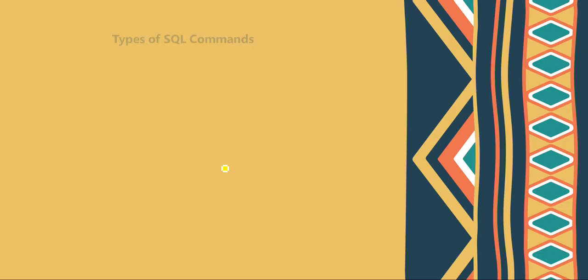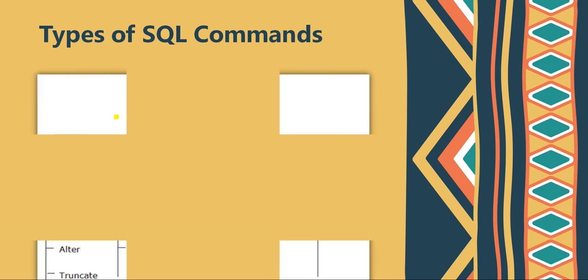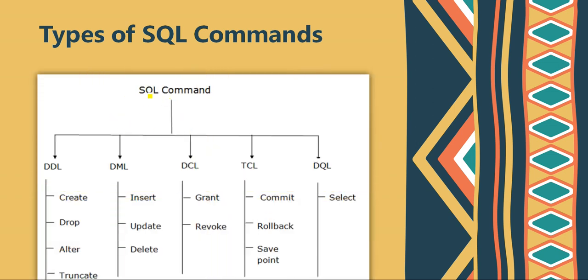This is the overall view, you can see here. Under the DDL command, data definition language, definition means we are going to create something. So create, drop, alter, truncate. Truncate means deleting. So these are all creating or deleting type of commands.